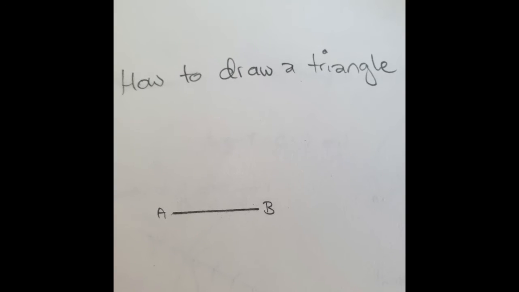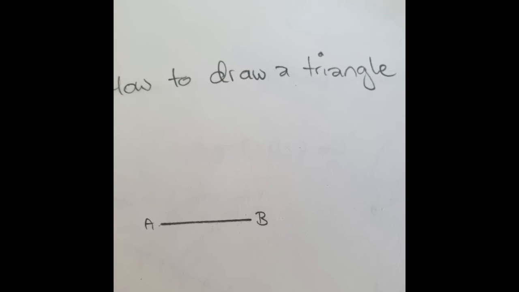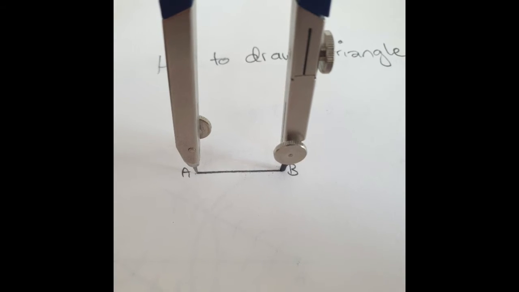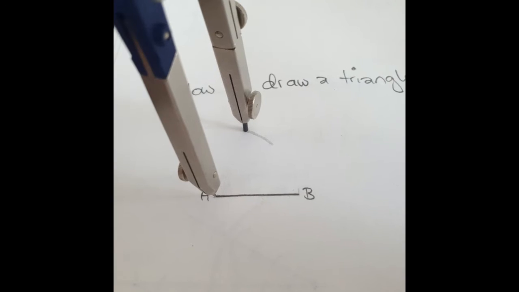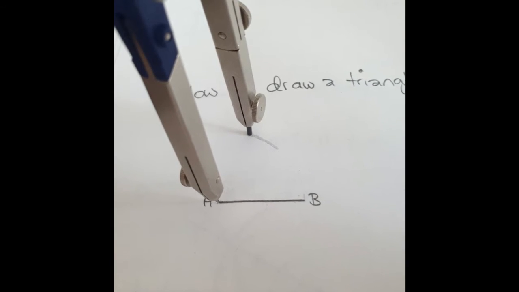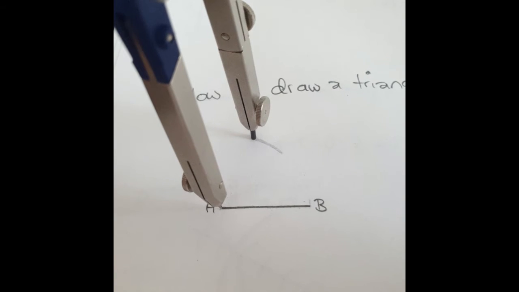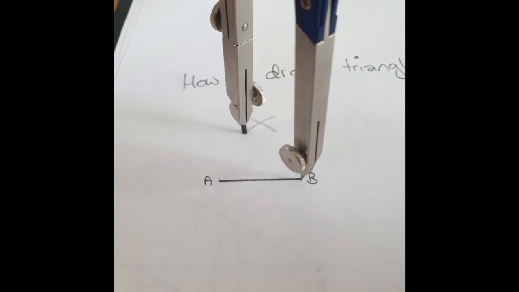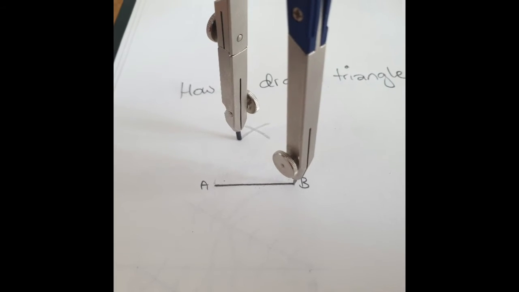Draw a small horizontal line from A to B. With your compass, measure the point from A to B. Maintain this measurement and keep your point on A, drawing a small arc up overhead. Place your point on B and draw another arc passing through the first.